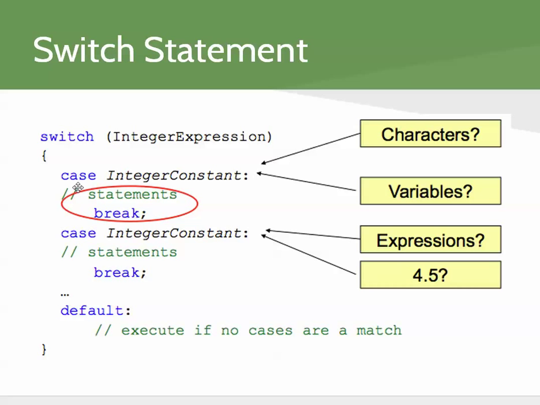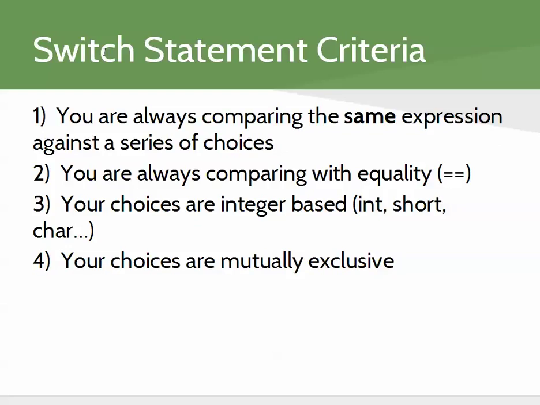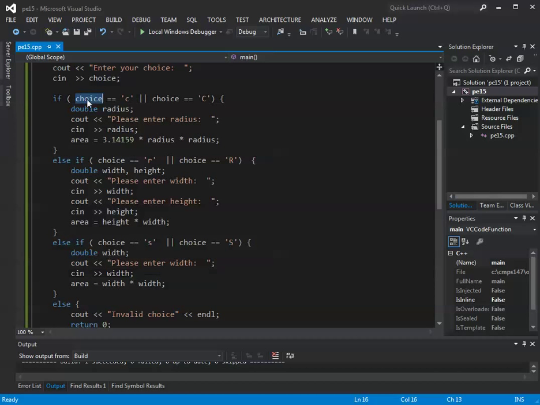Before we actually get into the details of case and default and what that actually means, let's think about what a switch statement is. What kind of situation would warrant a switch statement? In this slide, we're going to see the criteria for where we'd use this switch statement. One is we are always comparing the same expression against a series of choices. So flipping back to the code, notice that the expression that we're comparing against choices is always the same thing. It's always choice. It's always a variable.